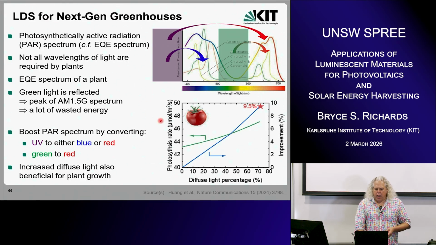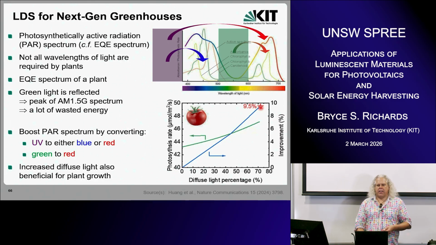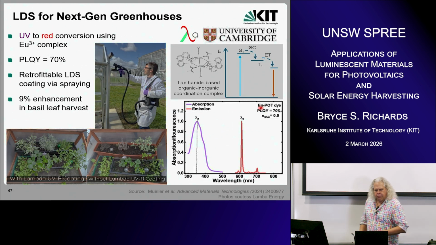But one example, other than that, that you can also play around with optically, is that you can increase the fraction of diffuse light, as shown here on the x-axis, and you can see that at least in this case for this plant, and it was tomato growth, the growth rate improved by about 10-20% as the fraction of diffuse light went up. So there's quite a few games you can play in optics.